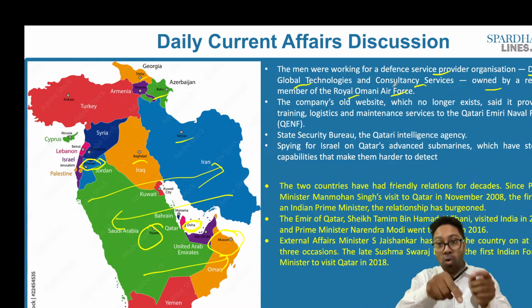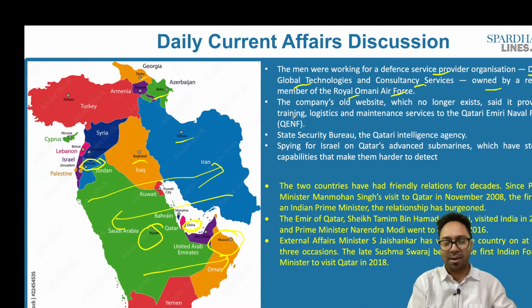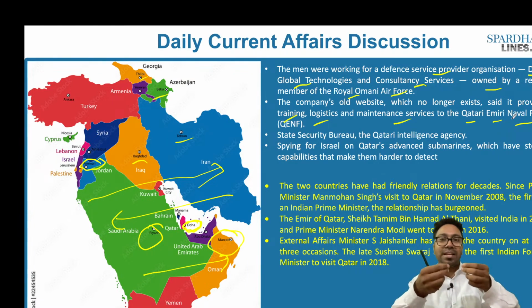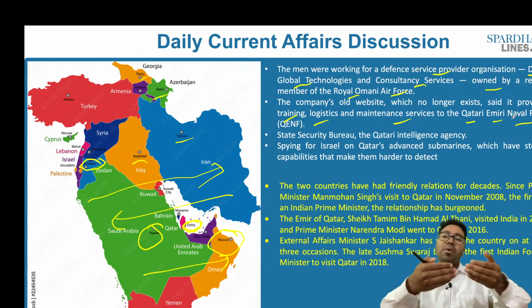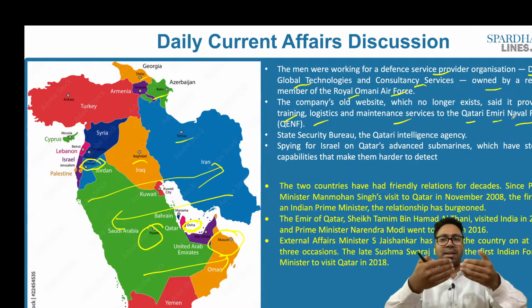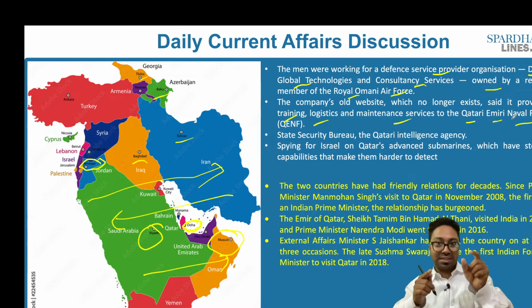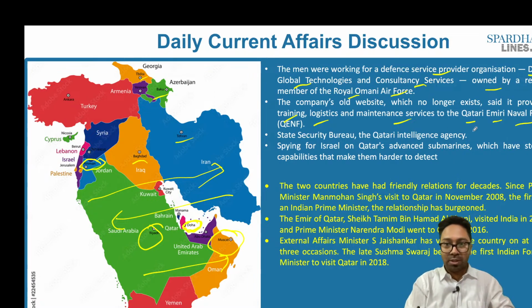According to the old website, it says that it is a company which provided training, logistics and maintenance services to the Qatari Emiri Naval Force. So this company where these 8 former Indian Navy individuals were employed was primarily providing training, logistics and maintenance services to the Qatari Emiri Naval Force. And now we have the State Security Bureau, which happens to be the Qatari intelligence agency. They arrest the owner or the proprietor of this company, along with the 8 former Indian nationals.